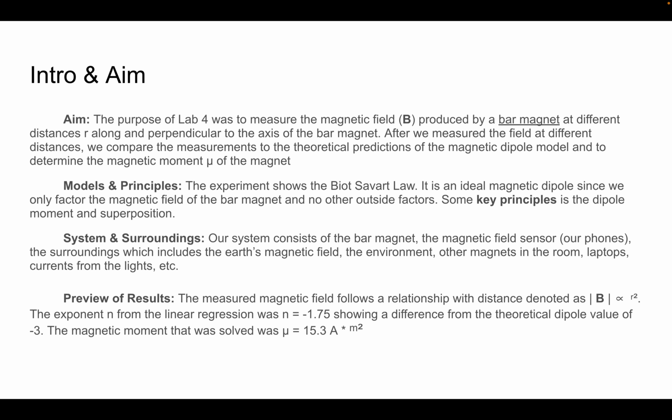The models and principles: the Biot-Savart law, which is an ideal magnetic dipole, and some key principles are the dipole moment and superposition. System and surroundings. Our system consists of the bar magnet and magnetic field sensor. The surroundings include Earth's magnetic field, the environment, other magnets in the room, laptops, currents from the light, etc.